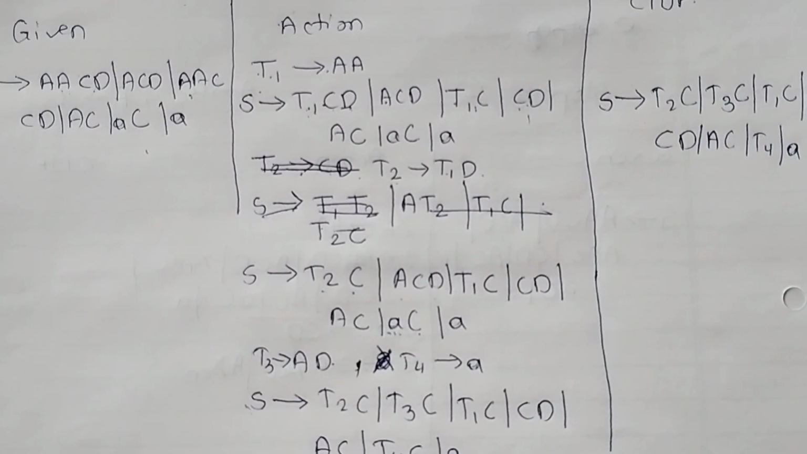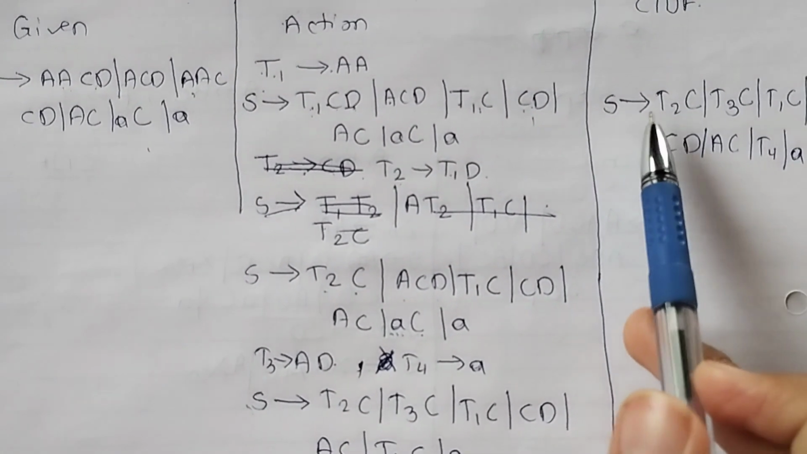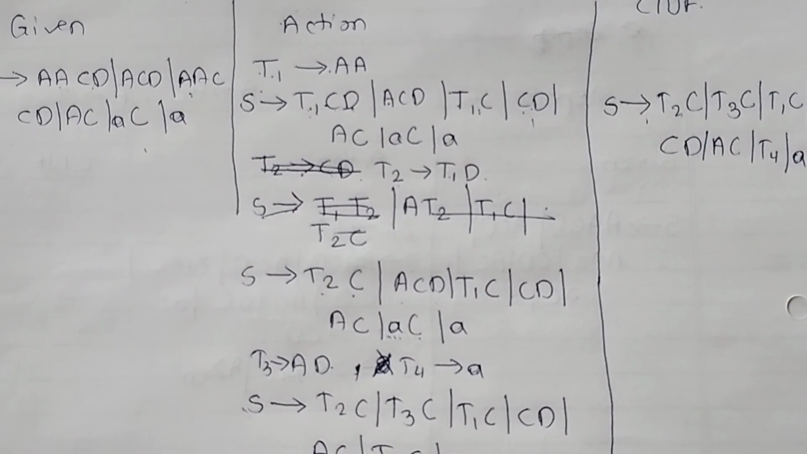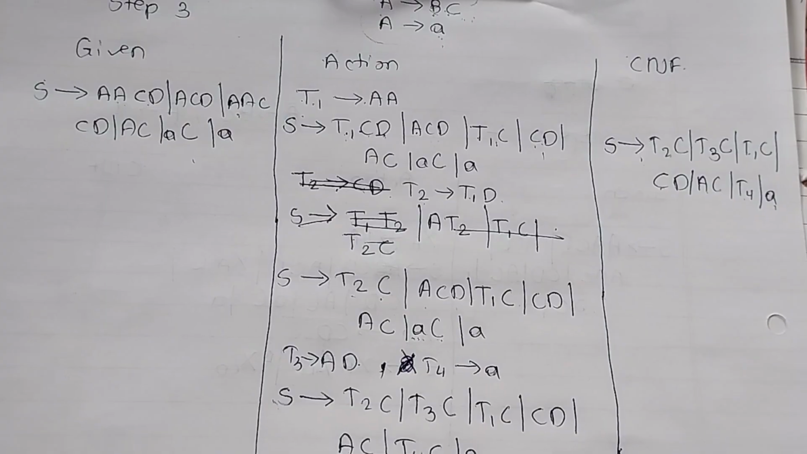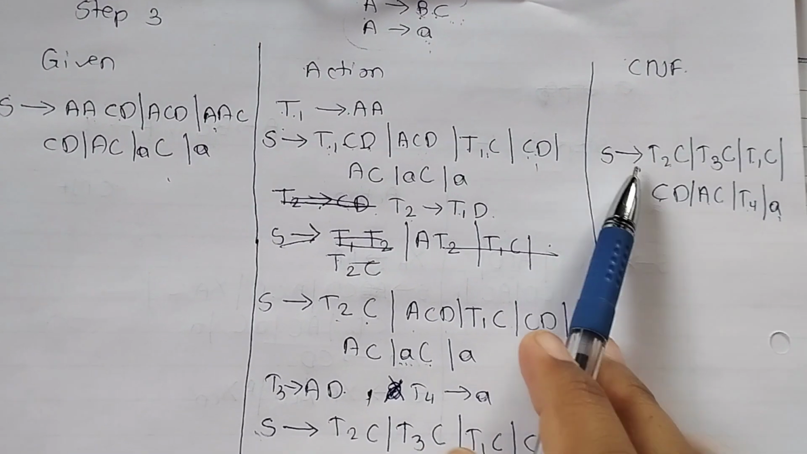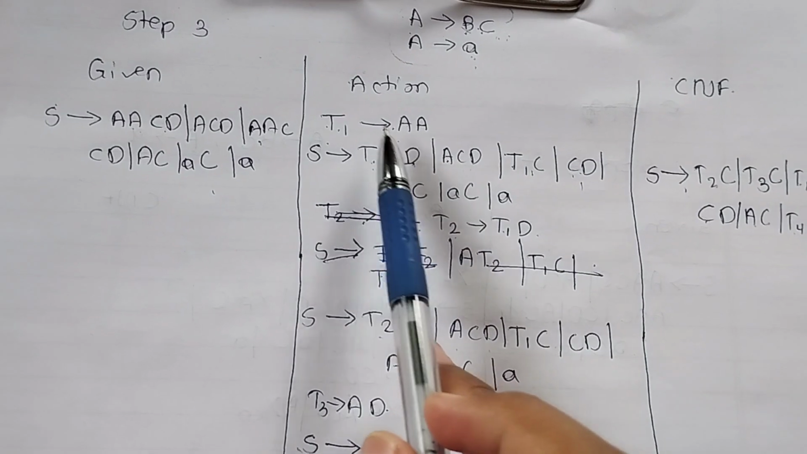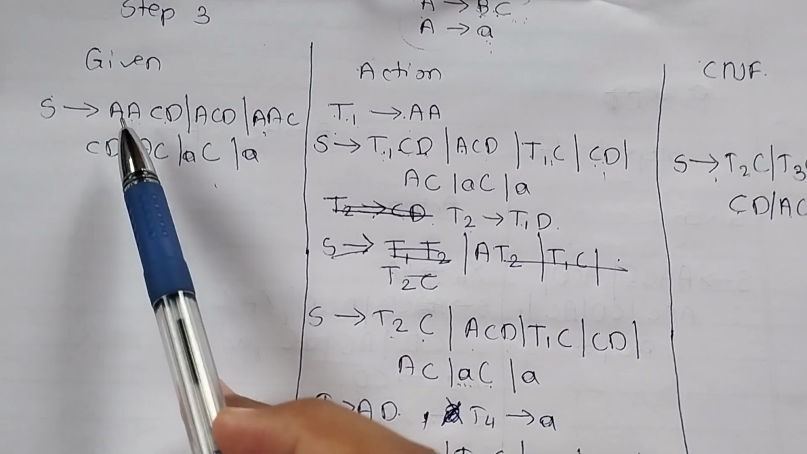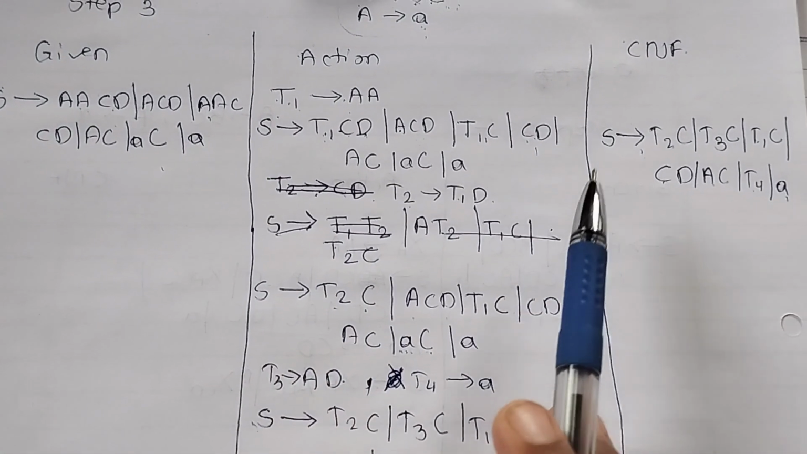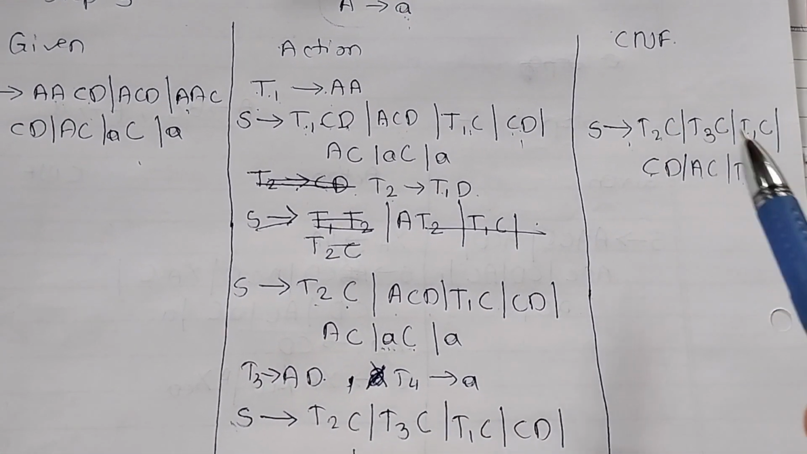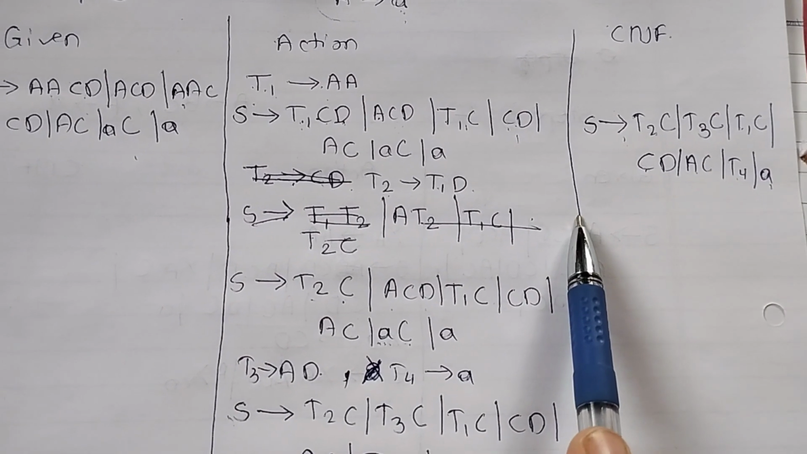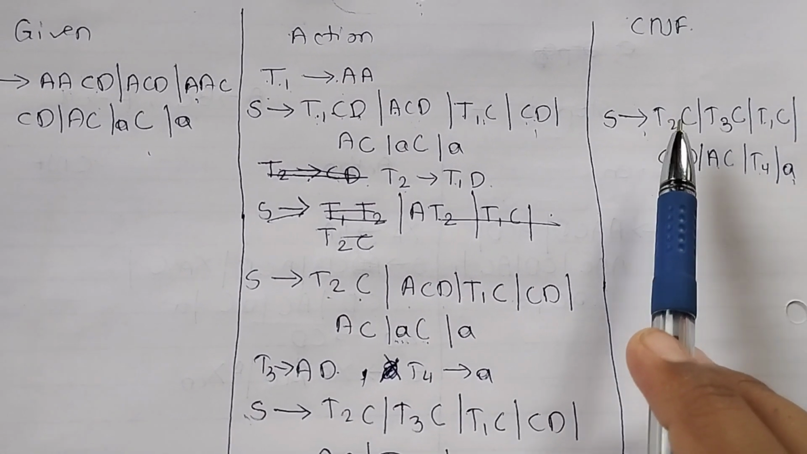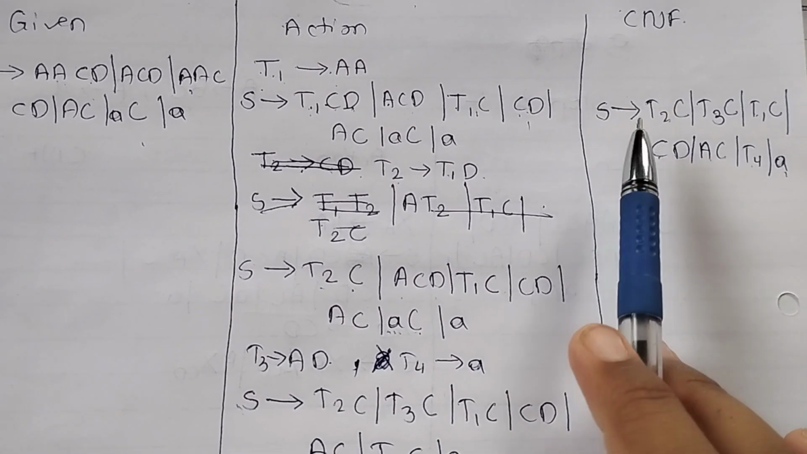Maybe your CNF is different because we can assume any variable. I assume T1, T2, T3; you can assume X, Y, Z, anything. So your final CNF can be different, because here I assumed AA as T1. You can assume a variable for AC first, or any variable for AD. So do not look at the final CNF, only check whether the terms are equal or not. If the terms are equal, then it is correct. But getting exactly the same final result is not possible.